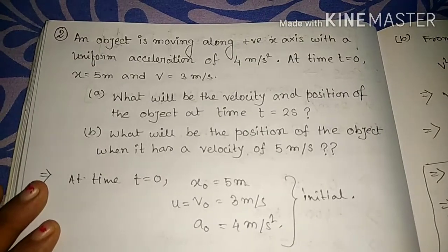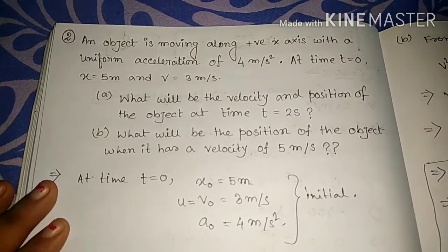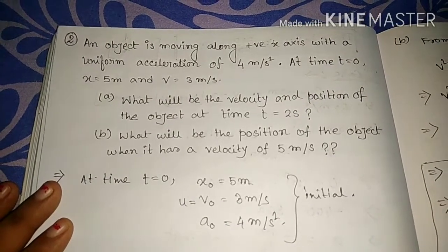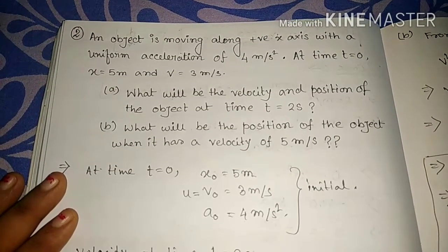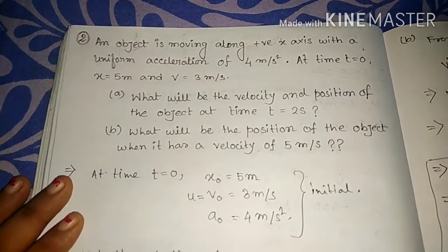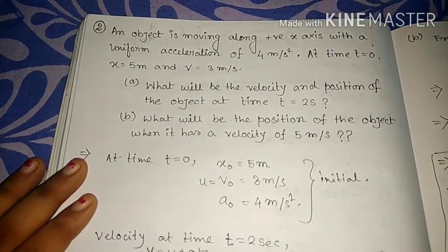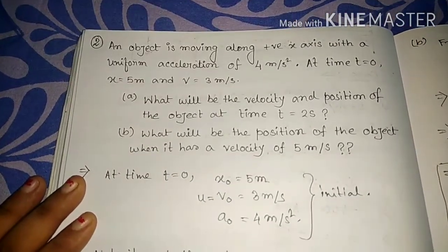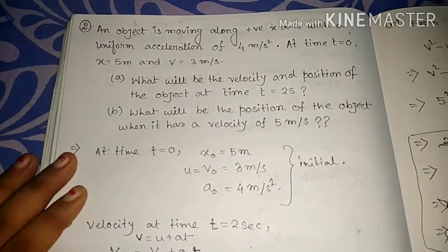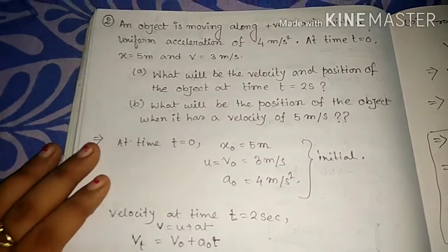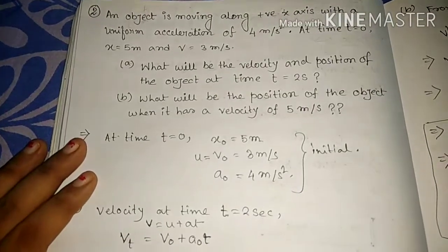So what information is given? At time t equals 0, that means initially x equals 5 meter, that means x0, the initial position, 5 meter. v0 at time t equals 0, that is the initial velocity, v0 equals 3 meter per second, and it's moving with a uniform acceleration, a0 equals 4 meter per second square. So these all are the initial position, initial velocity, and uniform acceleration.